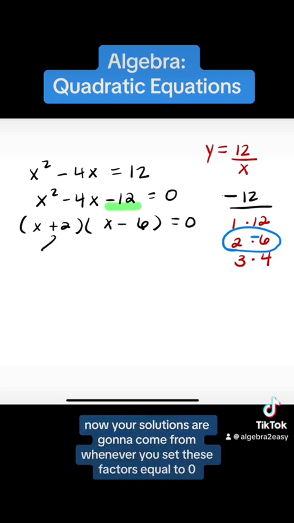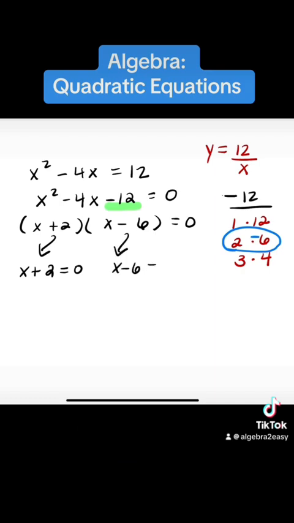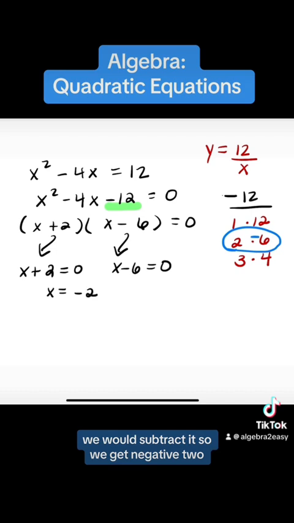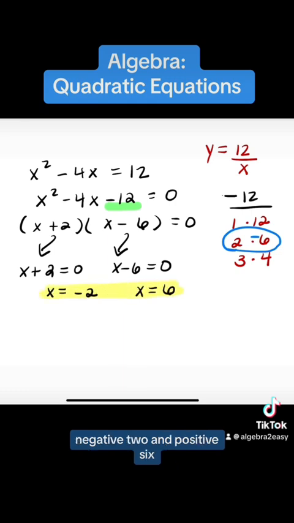Now, your solutions are going to come from whenever you set these factors equal to 0 and solve. So here, to get rid of adding 2, we would subtract it, so we get negative 2. To get rid of subtracting 6, you would add it to get positive 6. So these are going to be your solutions, negative 2 and positive 6.